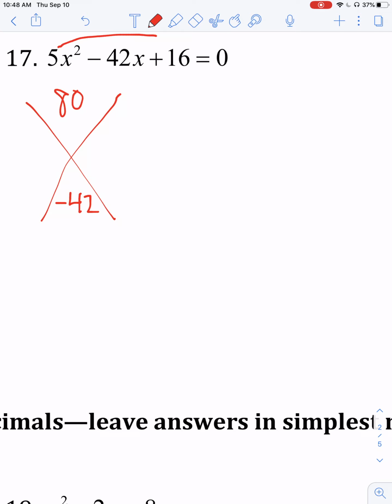So it's just negative 42 on the bottom. And now I need two numbers that multiply to a positive 80, but add to a negative 42. And that would be negative 40 and negative 2. Because a negative times a negative is a positive, so we get positive 80. And negative 40 plus negative 2 is a negative 42.